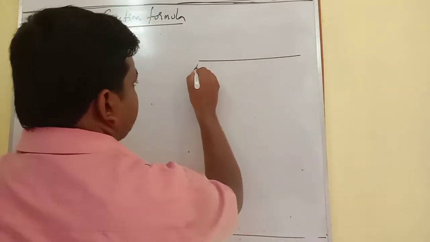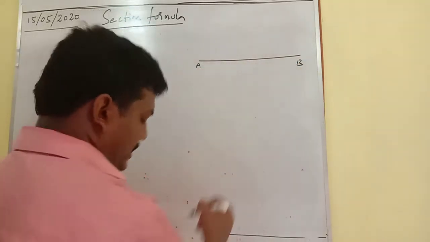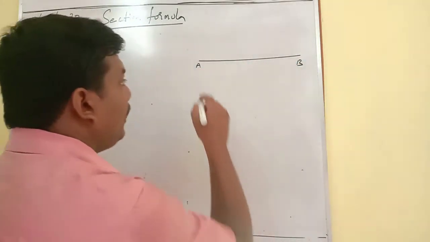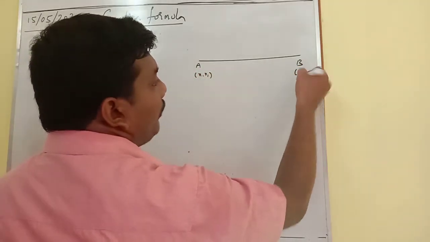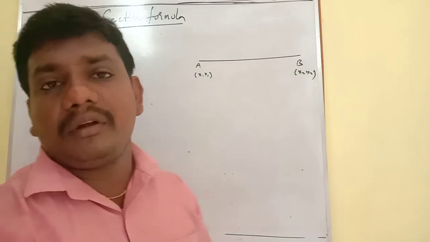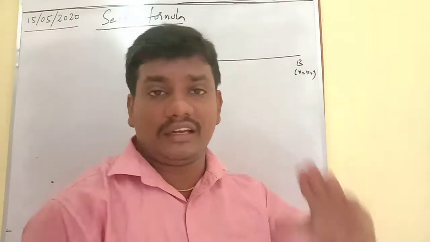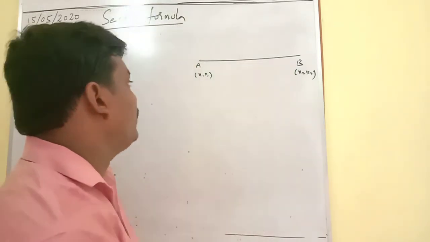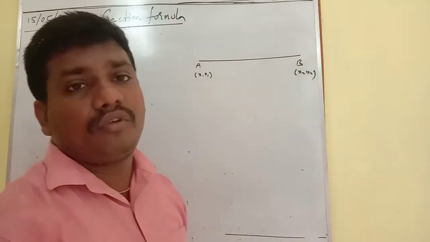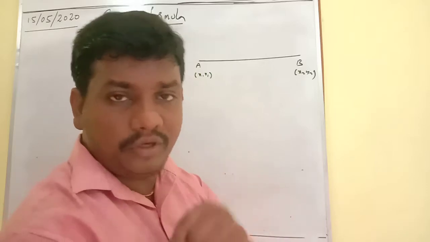Let me consider A and B as the points joining a line segment, A (x1, y1) and B (x2, y2). We know that in coordinate geometry every point is two dimensional: one is the x value, another is the y value. So now we are going to do sectioning. A (x1, y1) and B (x2, y2) are any two line segment joining points.